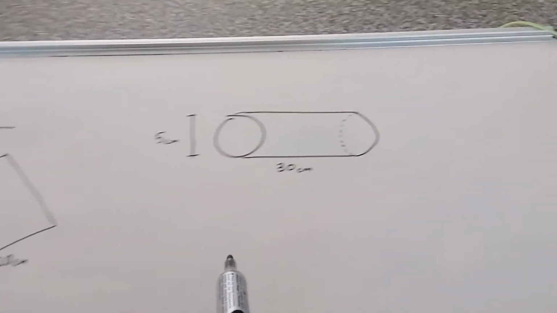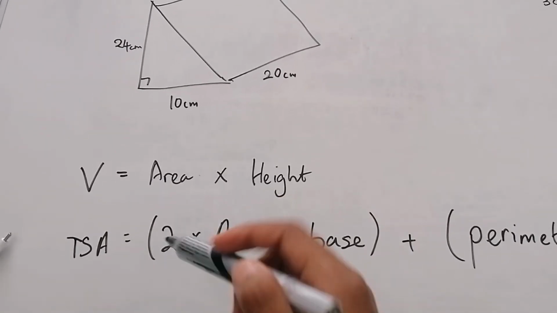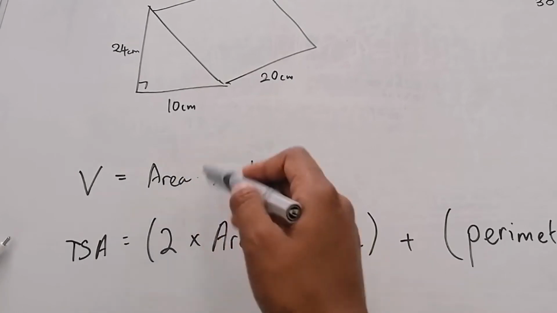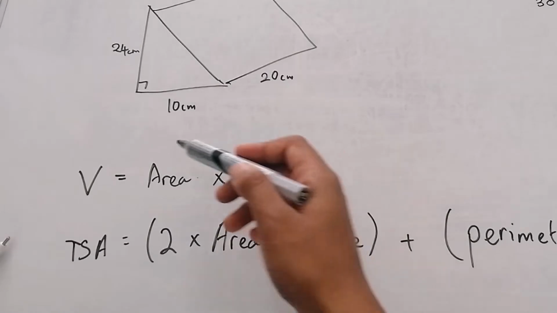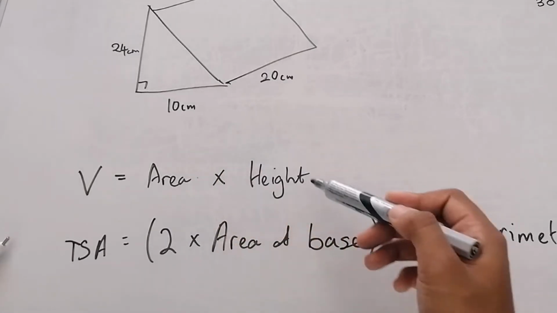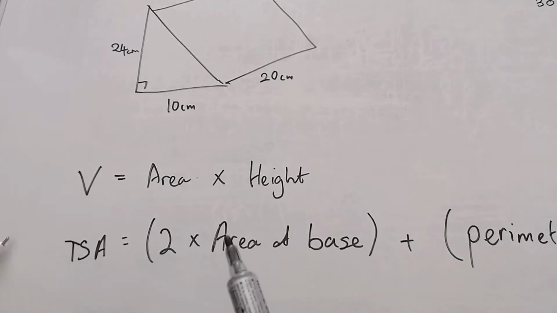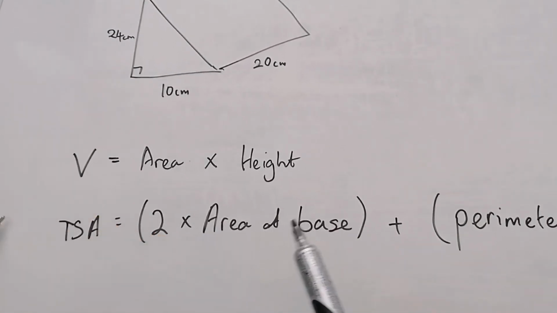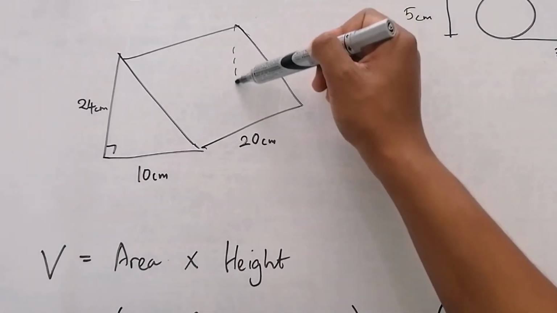Okay, now we're going to work out two things for these prisms, and firstly it's the volume. Now to find volume you simply multiply the area of the base by the height. Now the area already has two dimensions, and then the height would be the third dimension to create volume. And then total surface area, we can work this out by first finding the area of the two bases. Remember, each prism will have two bases like this.